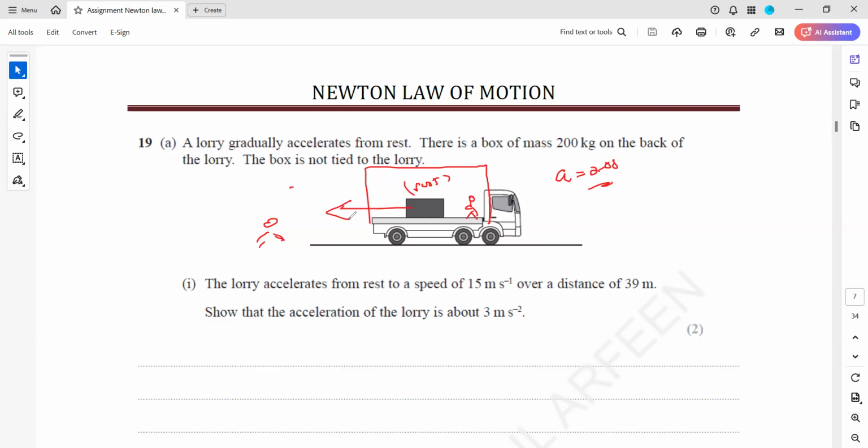The box will fall. Now, if the lorry is accelerating, what should be the direction of the frictional force? What will this box try to do? The box is stationary on the lorry, so according to the law of inertia, it will try to resist the change in state. So what should be the direction of the friction? Is it forward or backward?